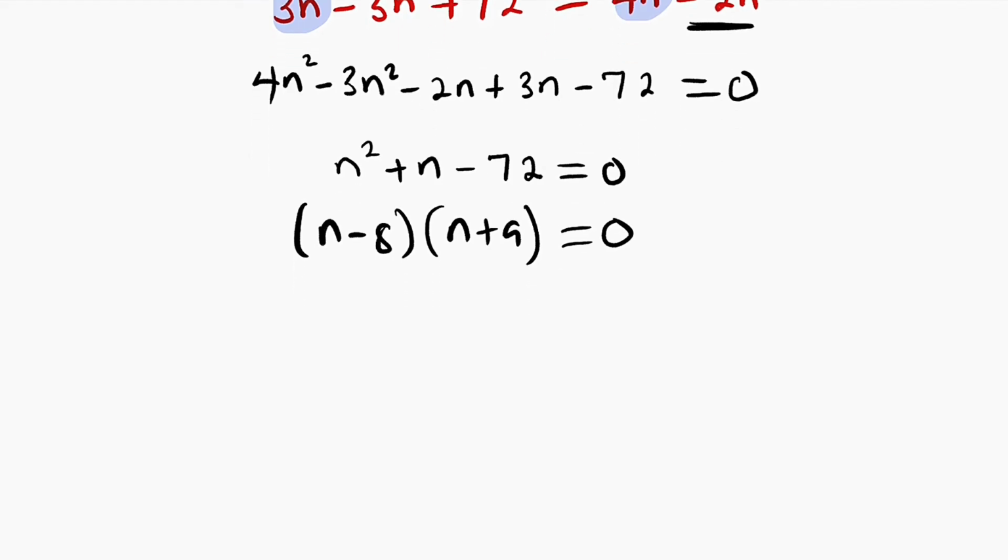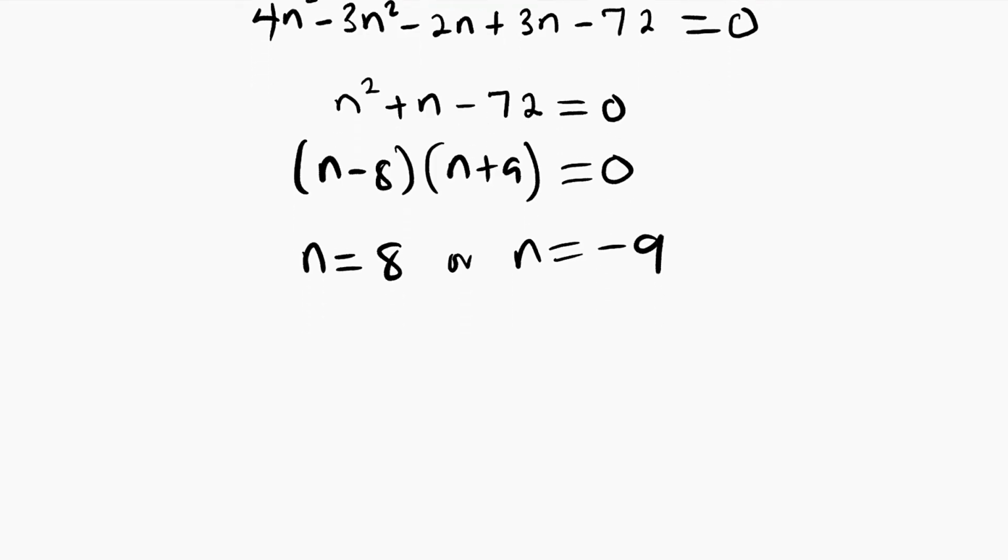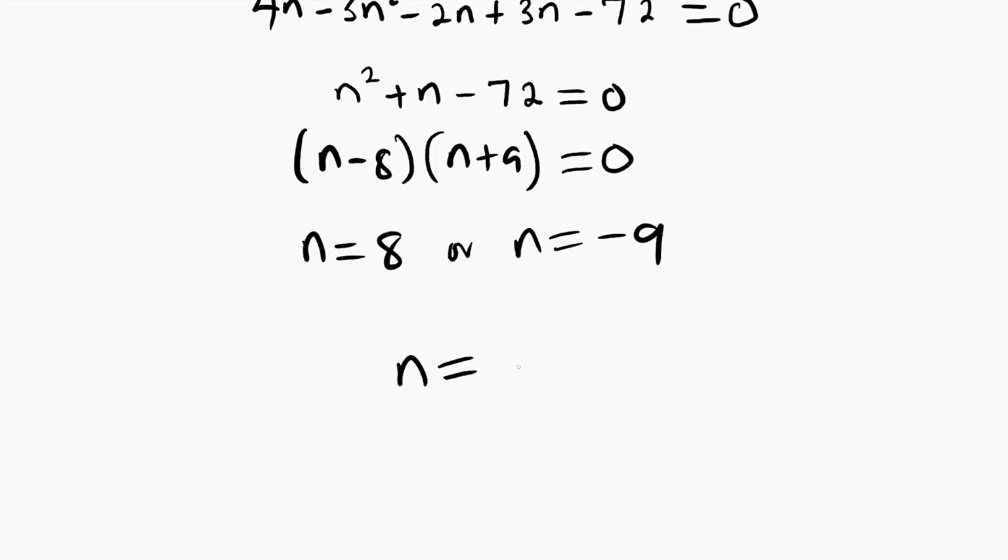And if you set each of these factors to be equal to 0, the first one, n minus 8, will be n equal to 8, and for n plus 9, it will be n equal to negative 9. And hence we are going to use the value of n equal to 8, which is positive, because we are looking for the positive value of n. And hence n equal to 8 is our final solution.